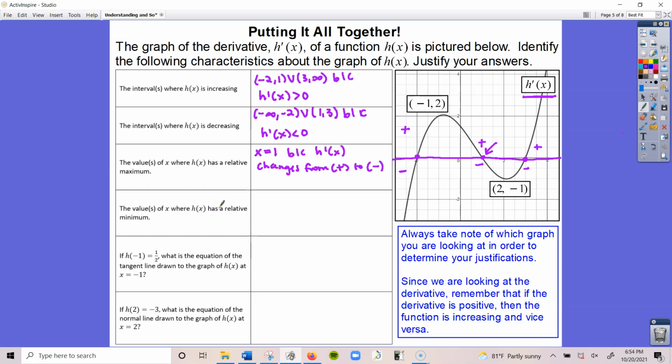Now for the values where h of x has a relative minimum, that's where my graph changes from negative to positive. And so we have two. We have here and here, because again, it goes negative then positive, and then again here, negative and positive. So we have minimums at x is equal to -2 and x is equal to 3, because h prime of x changes from negative to positive.